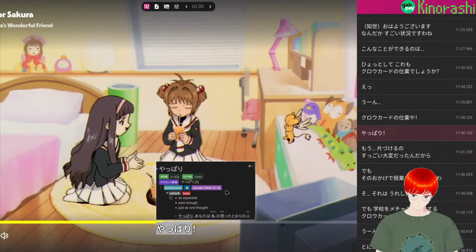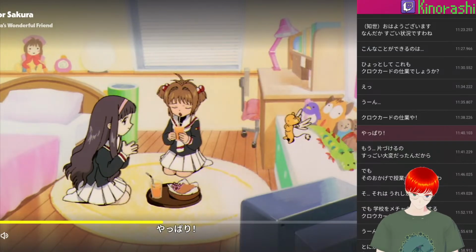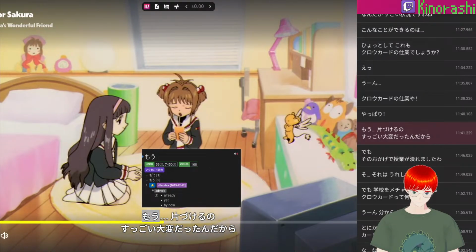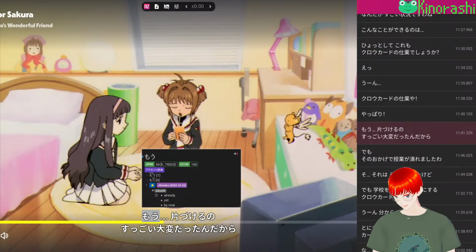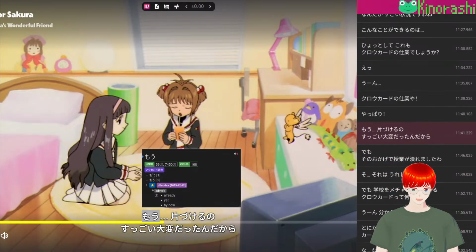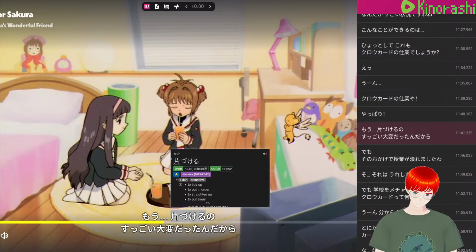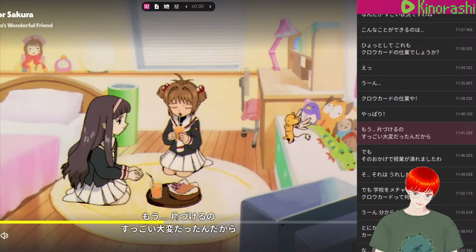やっぱり. Oh, it's considered an adverb, okay. Mo, okay. This mo was just like the upset kind of sound, which I believe is derived from "already," like "I've had enough already" or something like this. Mo katazukeru. So that was to tidy up. Katazukeru no sugoi. So the big tidy up and sugoi, yeah, sugoi taihen. Oh, it's just the end of the sentence.